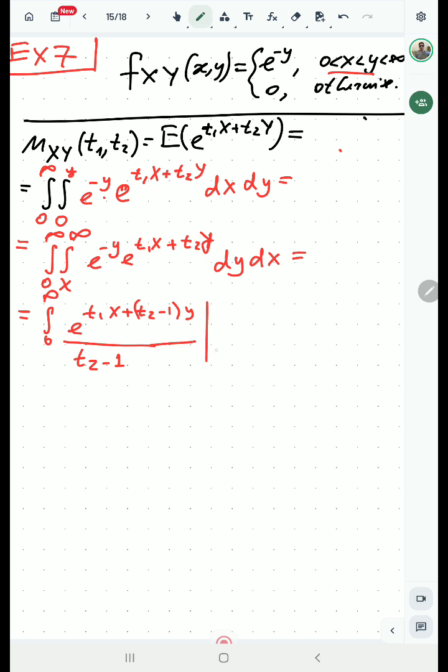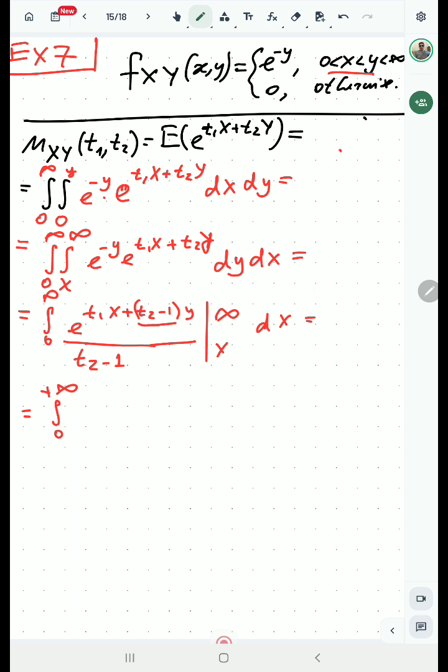And then you are going to evaluate this integral for y between x and positive infinity. And then after that you have to integrate with respect to x. Okay, so if you do that, what you're going to receive, so let's plug the upper boundary. If you plug the upper boundary for y, and supposing that t2 and t1 both of them are less than 1, so this guy is going to be negative.